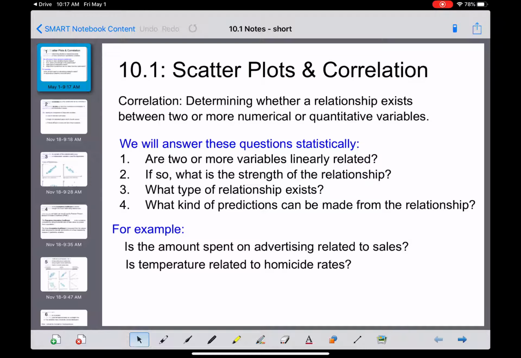So correlation is just determining whether a relationship exists between two or more numerical or quantitative variables. So you could say, are two or more variables linearly related? What is the strength of their relationship? What type of relationship? And what kind of predictions can be made from that relationship? We're not going to actually go through and do the hypothesis test for that in our shortened version, but we could answer that using a hypothesis test. So these are some examples of correlations. Is the amount spent on advertising related to sales? Is temperature related to homicide rates?